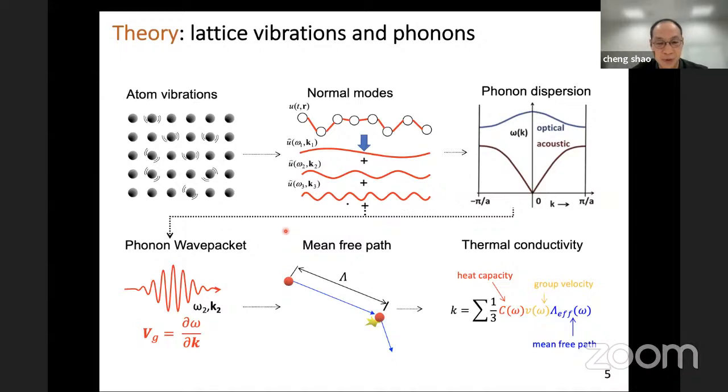One property of the phonon particle is the mean free path, which tells you how long a distance the particle will travel before colliding with other particles. From the phonon gas model, the thermal conductivity of a material can be written as a summation of the contribution of each phonon mode. The contribution of each phonon mode is the heat capacity times the group velocity times the mean free path of that mode. So basically, if we know the heat capacity, group velocity, and mean free path of each vibration mode, we can know the thermal properties of our materials.